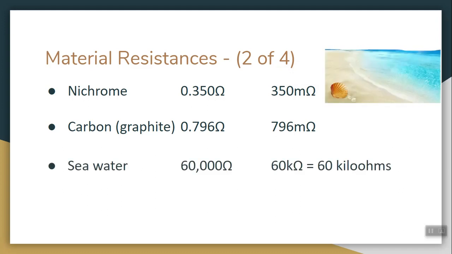Next we have seawater, and you might see that 60,000 ohms and think, well, I thought seawater was a good conductor. And it does conduct electricity, but it's not nearly as good as a lot of the metals or even graphite. This is why if lightning strikes the ocean and you're a mile away, you're fine. If lightning strikes the ocean and you're within a few feet, you're going to be electrocuted.